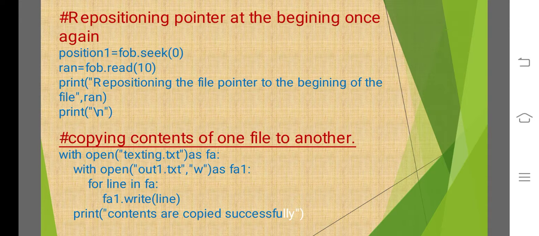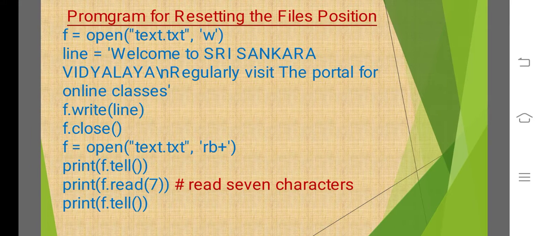Okay, the seek method and tell method are used to store the file and set the file position. Again, one more program for resetting a file. Already we have learned how to seek a file, how to read a file, and how to write a file. Here in this program we are resetting the file positions.